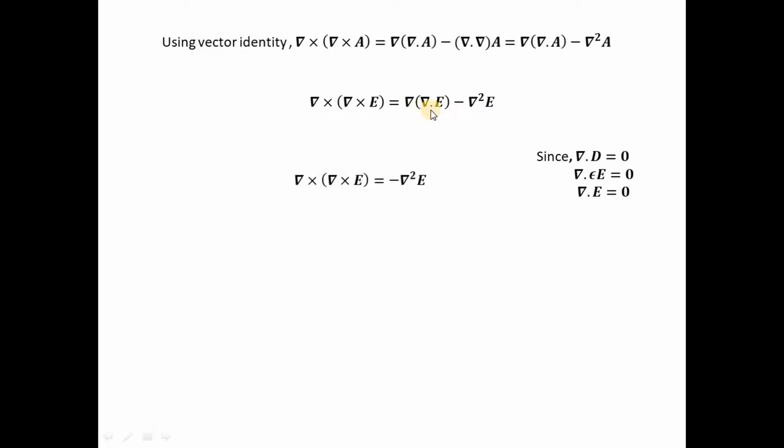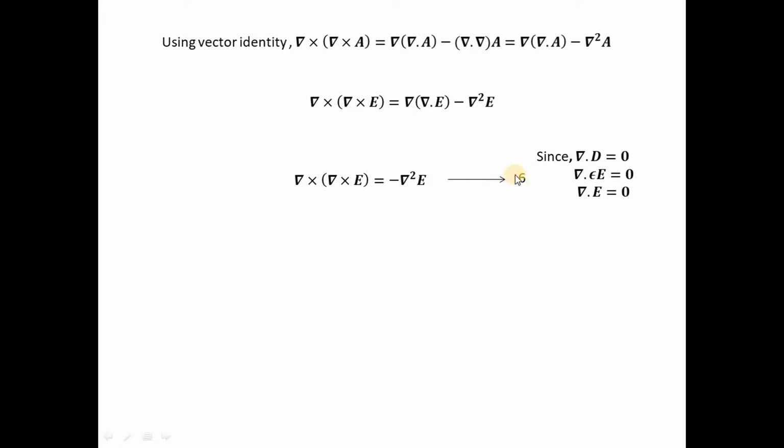Now using this vector identity, we can write del cross E, that is curl of electric field intensity E. It will be equal to this, which is in accordance with this vector identity formula. Now since del dot D is equal to 0, which we have taken from question 1, therefore del dot epsilon E will also be equal to 0. We have just substituted D with epsilon E, then del dot E will be equal to 0. So we can write in place of del dot E equals 0, and we will be getting this. And let this be the equation number 6.